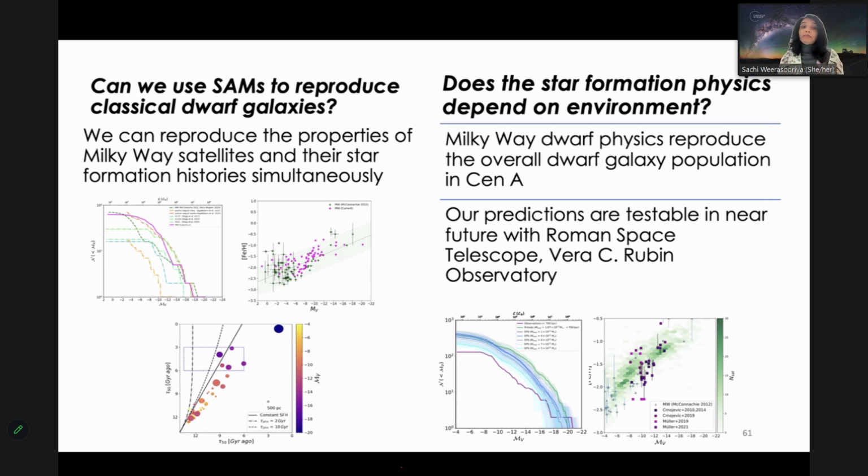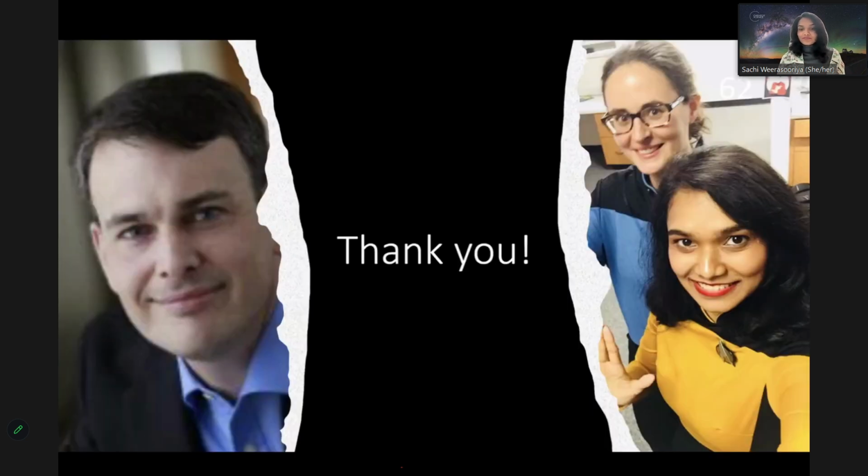And what we found is that Milky Way dwarf galaxy physics reproduces the overall dwarf galaxy population in Centaurus A. And our predictions are testable in the near future with Roman Space Telescope and Vera C. Rubin Observatories, which is exciting.